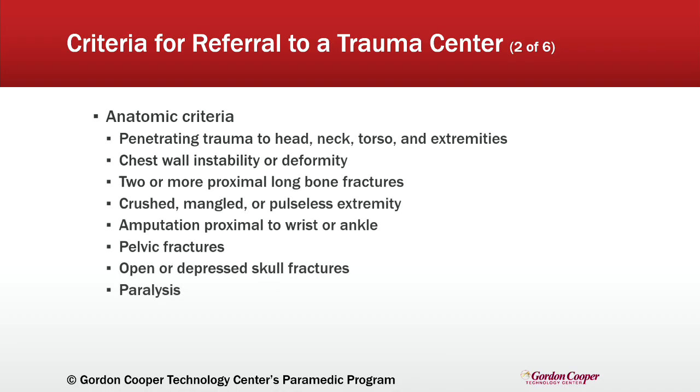If a patient has any of the following anatomical injuries, they should be transported to the highest level of trauma center. These injuries are going to include penetrating trauma to the head, neck, torso, or any extremity proximal to the elbow or knee. Other criteria are chest wall instability or deformity, 2 or more proximal long bone fractures, a crushed or mangled extremity, or an amputation proximal to the wrist or knee.